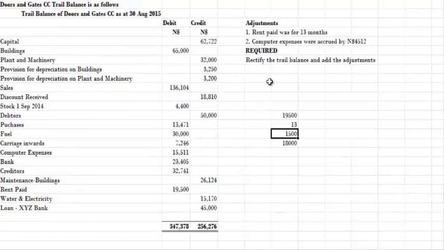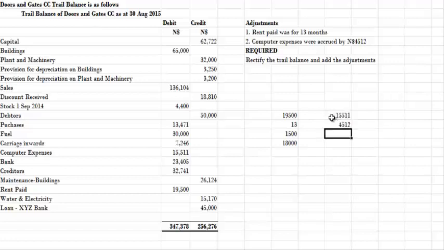The second adjustment was for computer expenses were accrued by 4,512. What this means is we need to add this 4,512 to our computer expenses. So this will mean our computer expense will increase. So if our expense increases, we'll put it on the debit side. So we will have 15,511 plus 4,512. If we add these two up, it will get us 20,023 Namibian dollars.